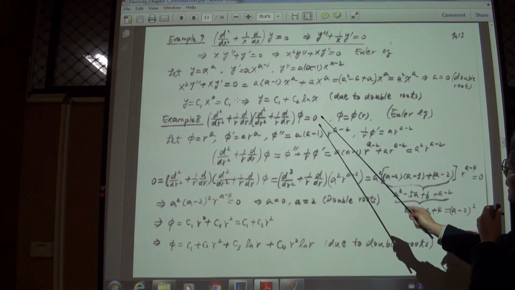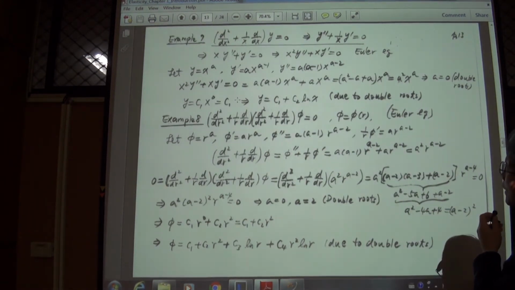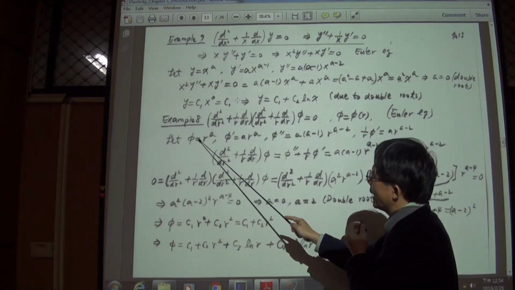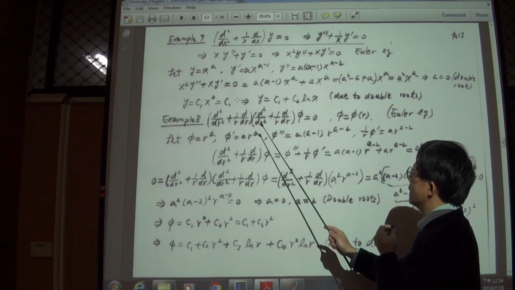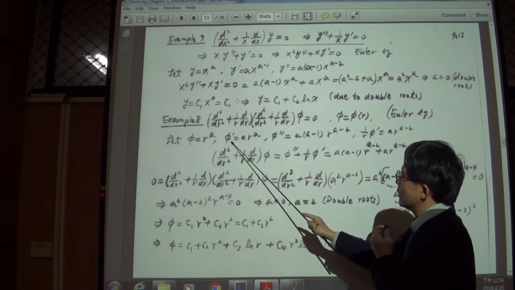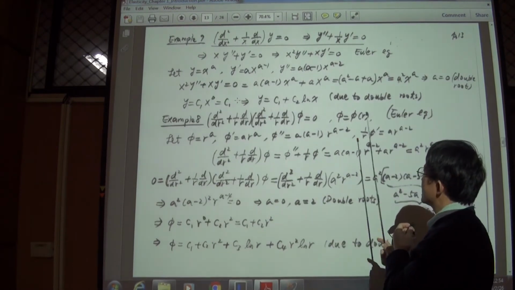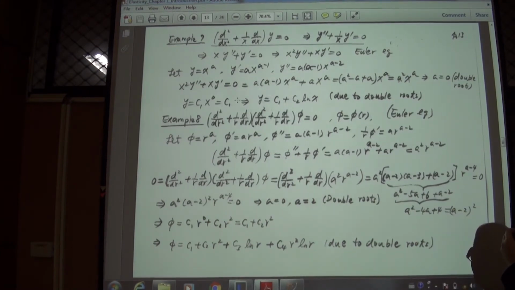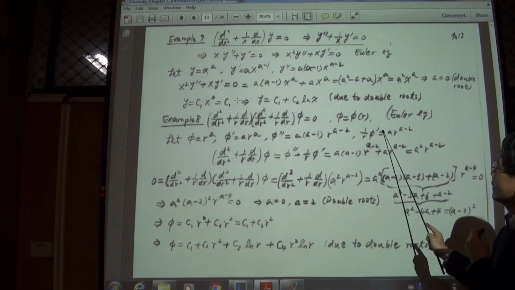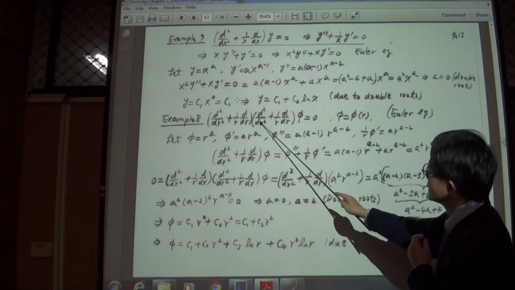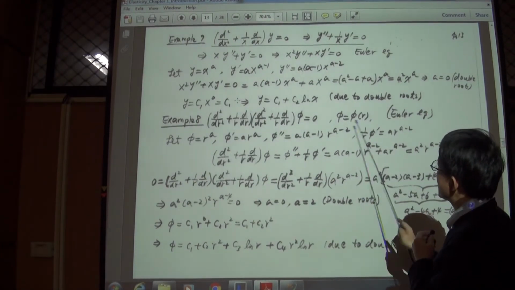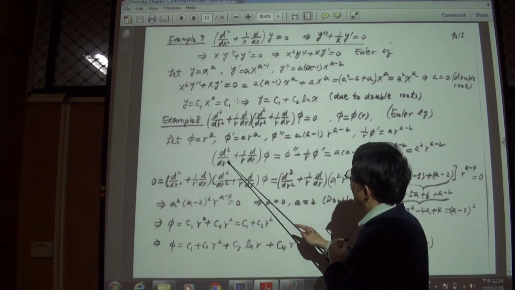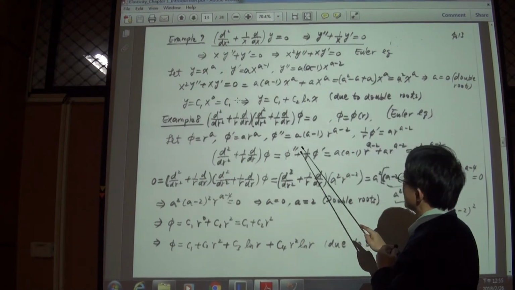We know that this is an Euler equation. So we let phi equal to r^a, and then we differentiate it once, differentiate it twice, and then calculate this term. Once we do this, we can put it back into this part here. We first calculate this part. This one times this one equals this one.